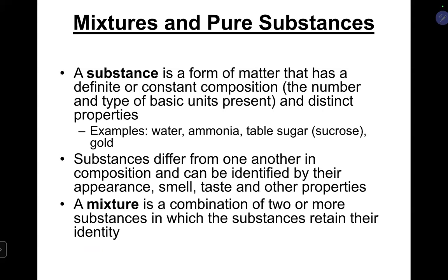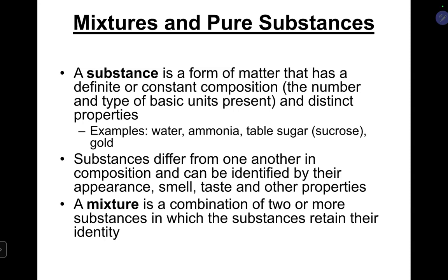So the next thing we're going to talk about is mixtures and pure substances. A substance is any form of matter that has a definite and constant composition. So a pure substance is pretty much anything you got by itself, right? So this idea of pure substance. If you have just water, just H2O, that is considered a pure substance. If you have just ammonia, which is NH3, that would be considered a pure substance. If you have just gold metal, it would be a pure substance.